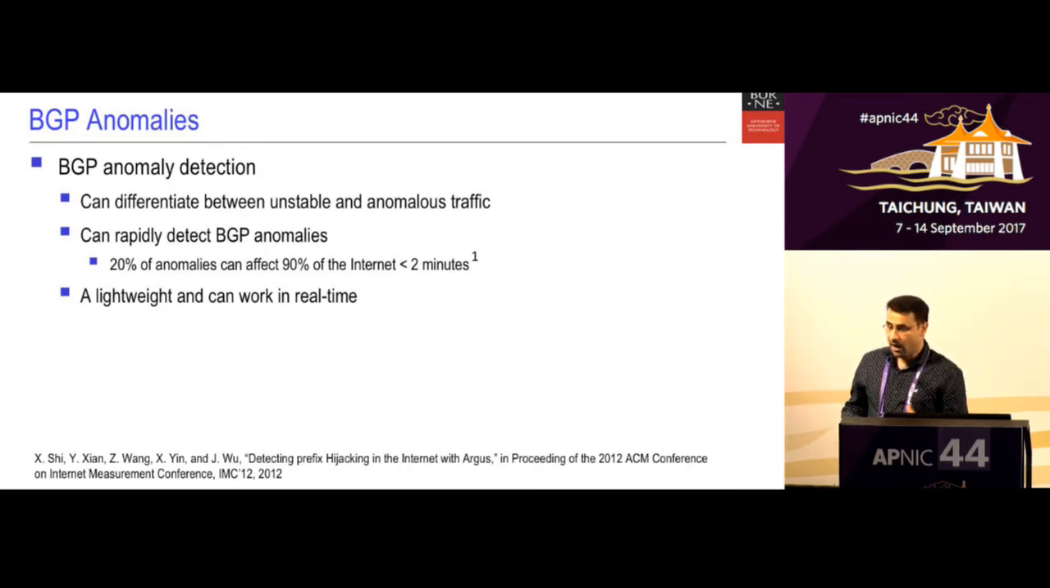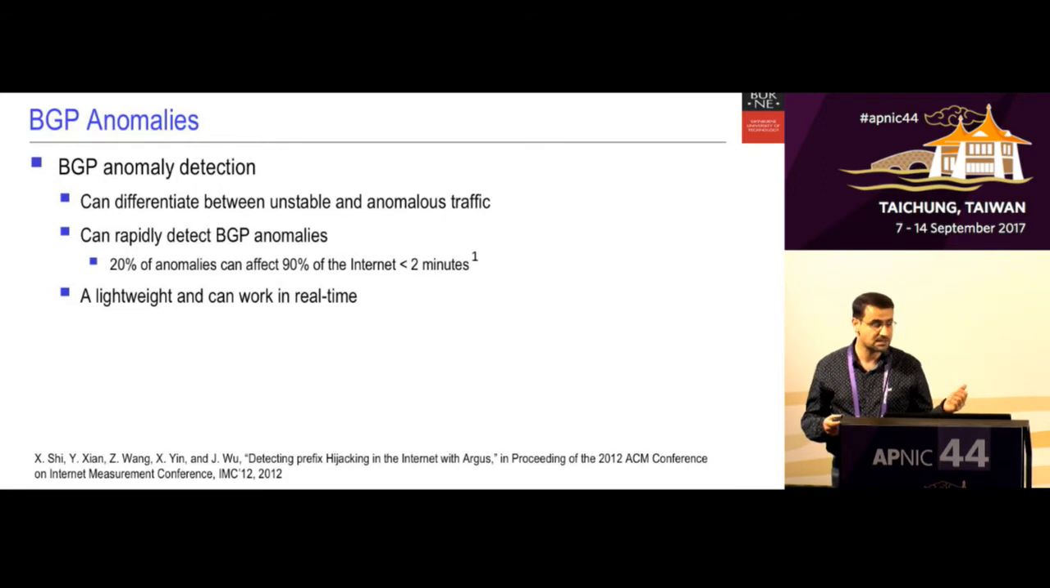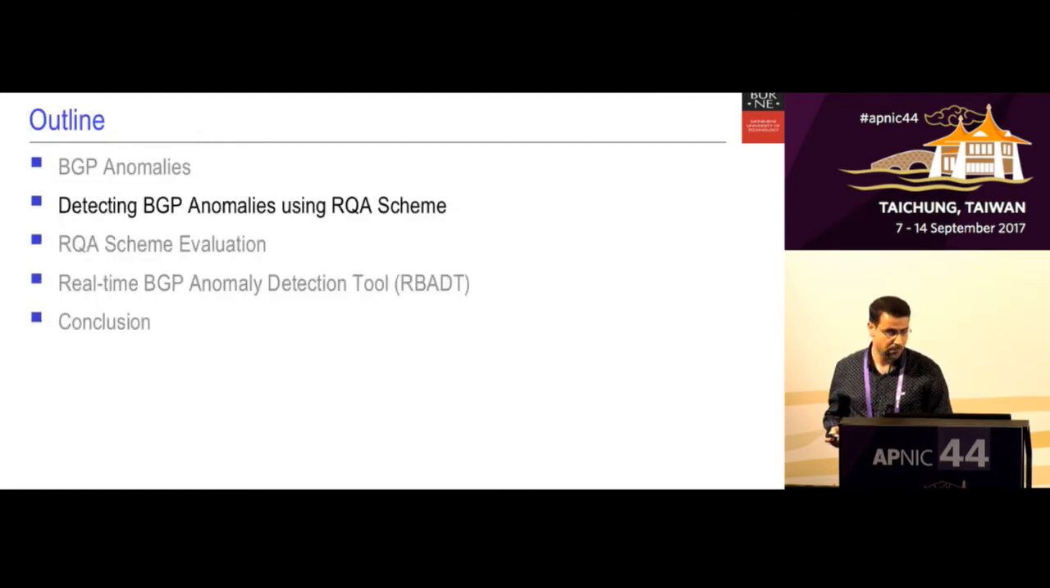To detect a BGP anomaly, we need to differentiate between unstable BGP traffic and anomalous traffic. So we need a technique that can rapidly differentiate between these types of anomalies, where statistics show 20% of anomalous traffic can affect 90% of the internet in less than 2 minutes. Furthermore, to deploy real-time BGP anomaly detection, we need a technique that can be deployed in a lightweight way and in real time. So, detecting BGP anomaly using RQA.